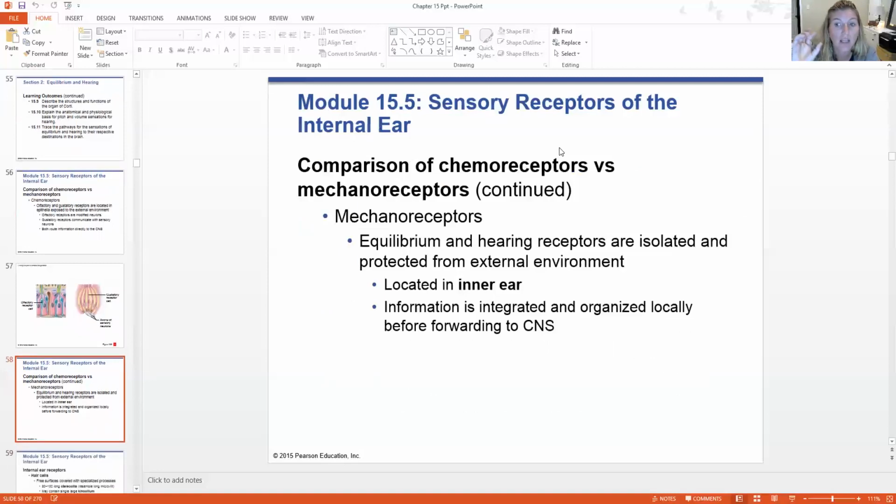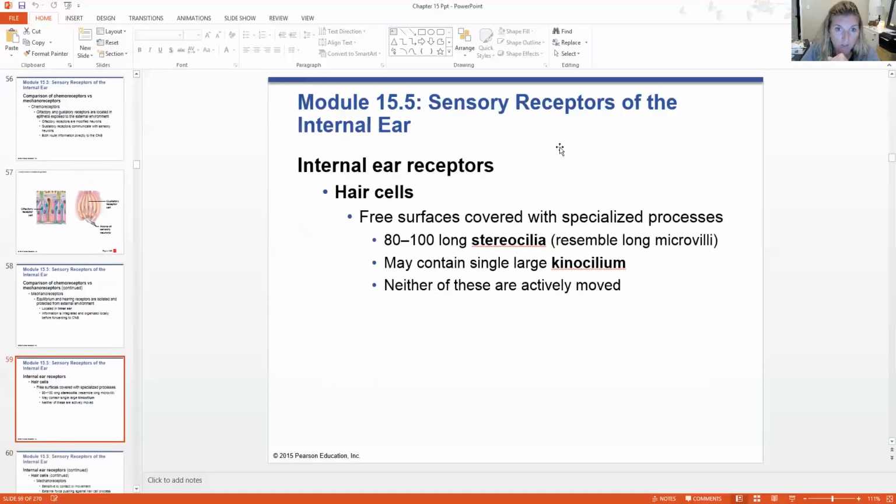They're isolated and protected from the external environment because you don't want them to be disturbed unless the stimulus is strong enough or unless the stimulus is actually present, right? So these are located within the inner ear. Information is then integrated and organized before it's forwarded to the central nervous system. It begins with these internal ear receptors called hair cells.